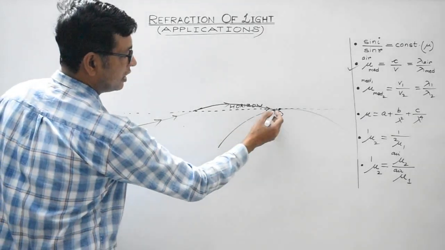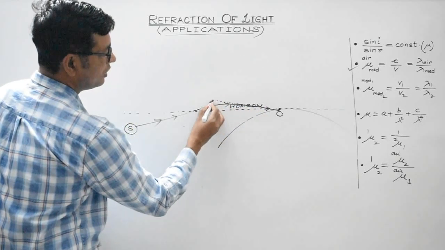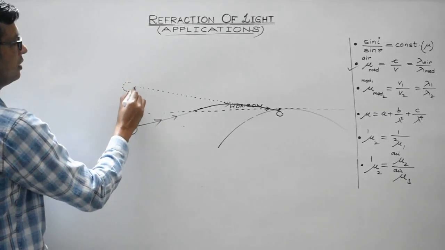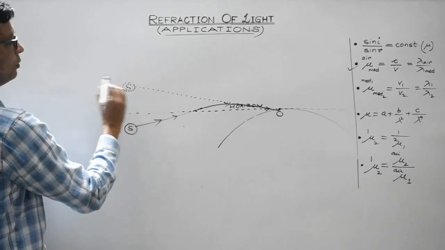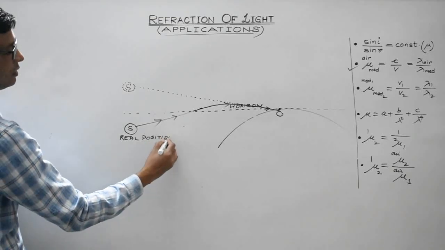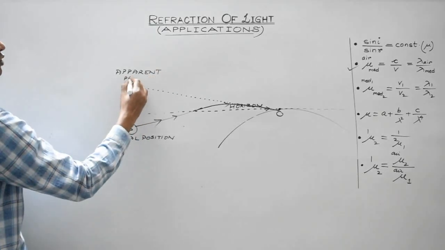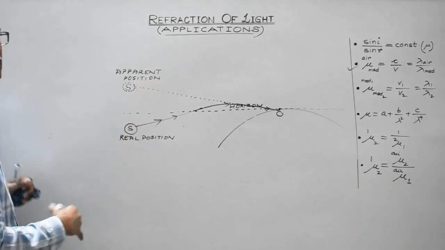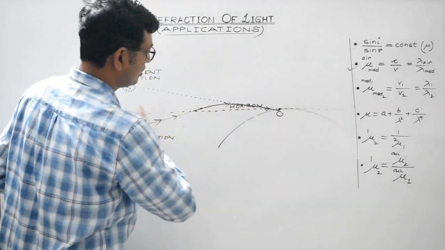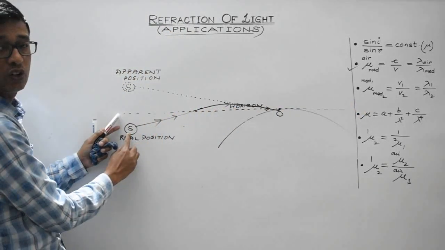But for the observer, it will appear as if this ray from the sun is coming from a point somewhere over here. So this is where the apparent position of the sun would be. This is the real position of the sun, and this is the apparent position of the sun. Apparent means virtual position of the sun. So it is due to the refraction of light. Again, I am explaining this dotted line, which is the tangent at point O. This is the horizon.